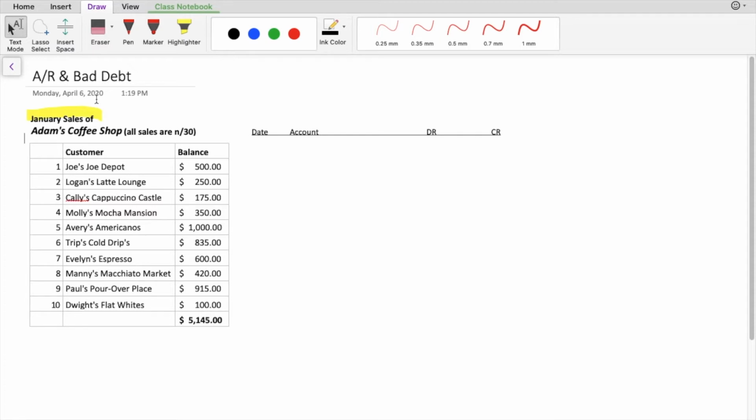And what would I record then for these sales in the month of January? So if I go back here, I'm going to record January sales. I'm just going to put January here in the date column. I'm going to record the fact that my customers owe me money, accounts receivable. How much do they owe me? They owe me $5,145. And I get to record this as sales revenue.